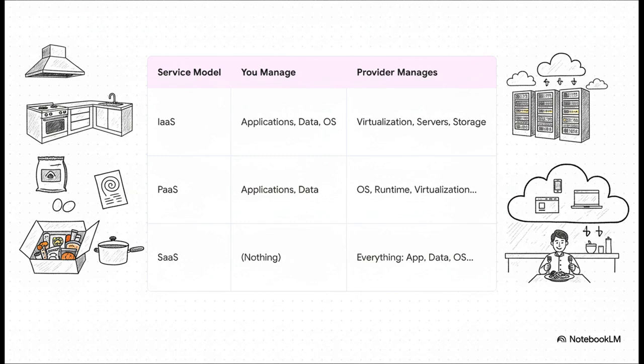Next up is platform as a service, or PaaS. This is kind of like getting a meal kit box delivered. They give you the pre-portioned ingredients and the recipe card, but you still have to do the actual cooking yourself. And at the very top, we have software as a service, or SaaS. This is just dining out. You show up, order your food, and the restaurant takes care of absolutely everything else.